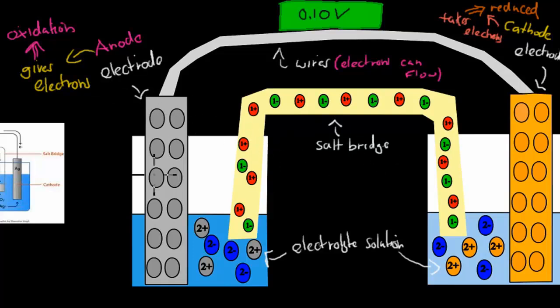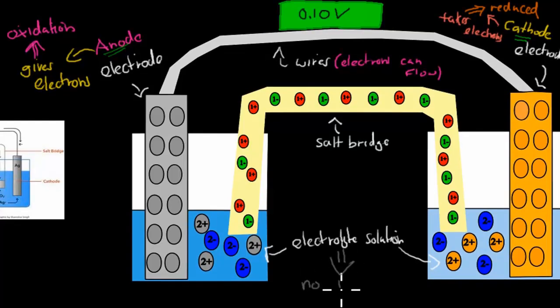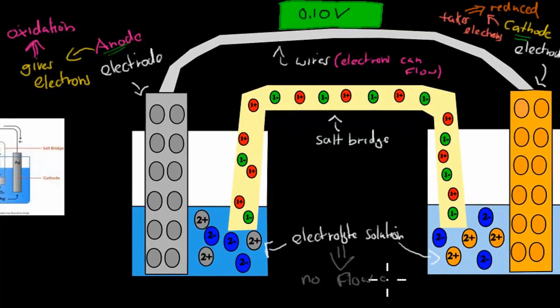We need these to have one which gives electrons, which is usually the anode, and one which takes electrons, which is always the cathode. We also have these electrolyte solutions. Without these electrolyte solutions, we would have no flow of electricity.